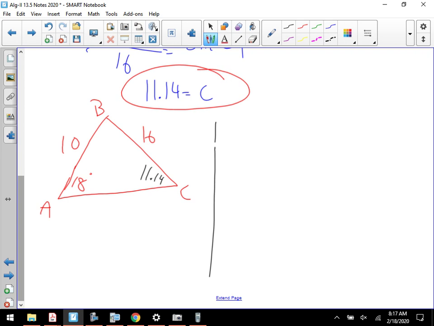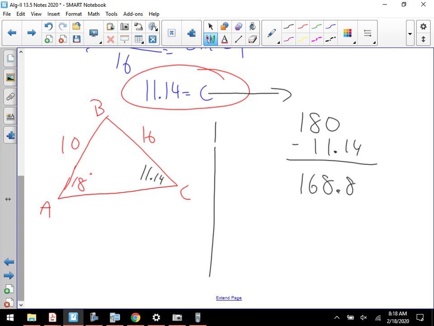We check the supplement. The supplement angle is whatever angle I have subtracted from 180. Are we okay with that? Okay, so I take 11.14 and subtract it from 180. What do you get? 168.86.